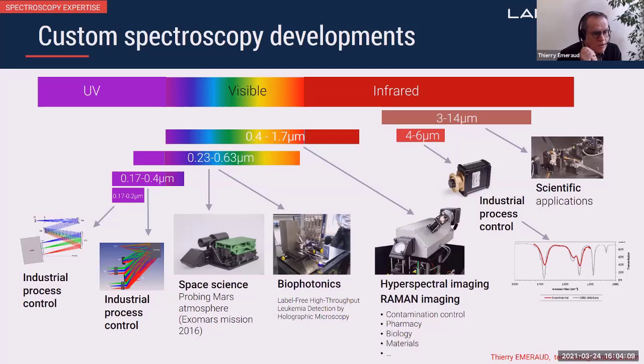Most of them, I would say, would be around industrial process control for different industries. But we are also doing spectrometers for space. We have, for instance, one spectrometer which is probing the Mars atmosphere since 2017 and still today. And it's in the UV visible. And we do also a spectroscopy system for the biophotonics.